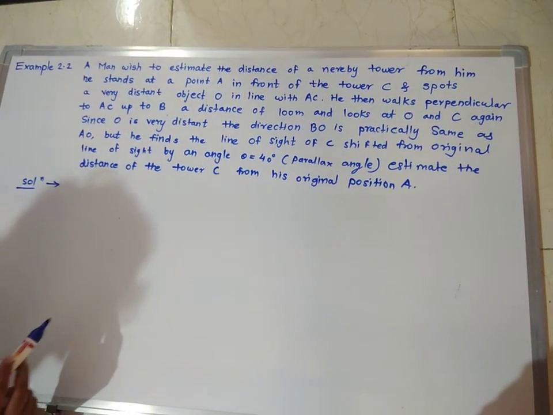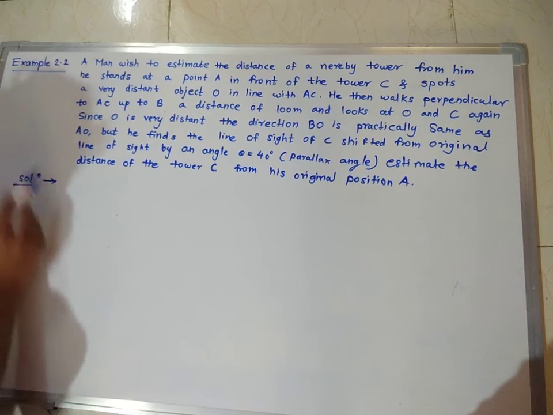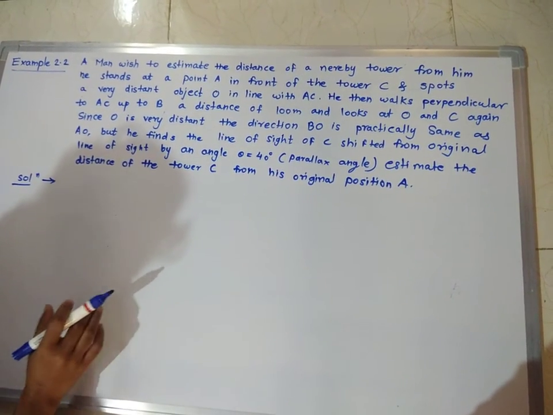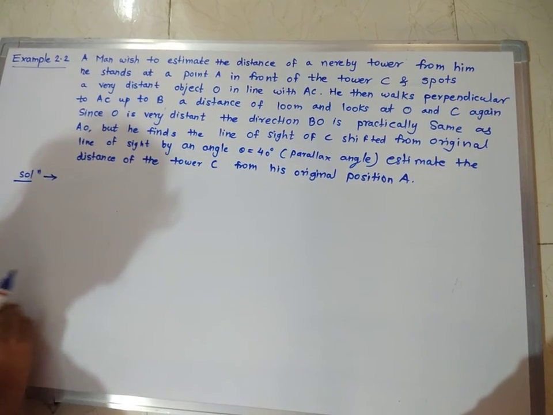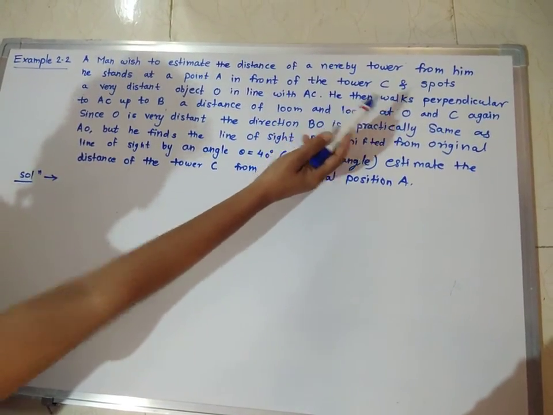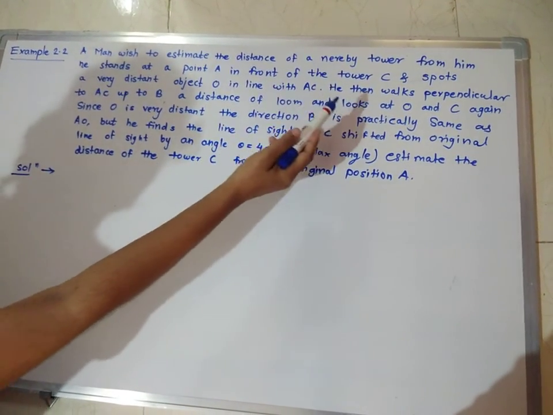Good morning, students. Today we are going to study example 2.2 from your textbook. We already studied the different examples related to the parallax method. A man wished to estimate the distance of a nearby tower from him. He stands at a point A in front of tower C.